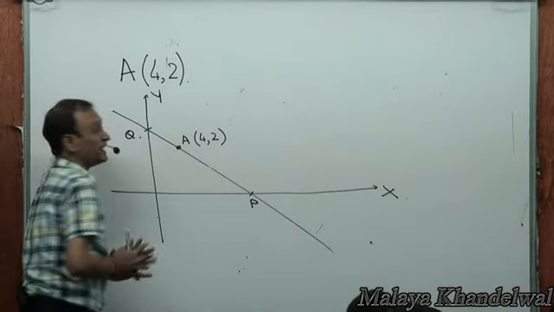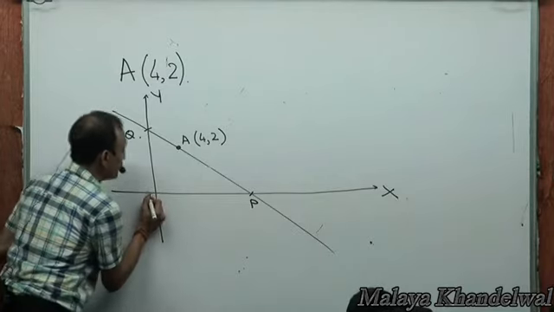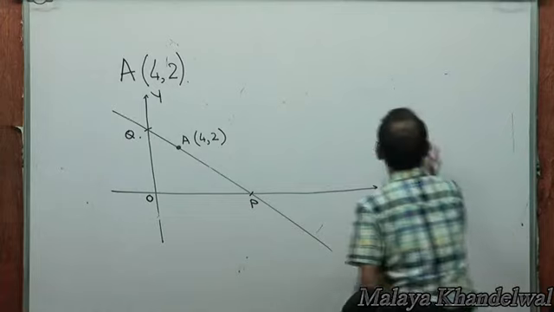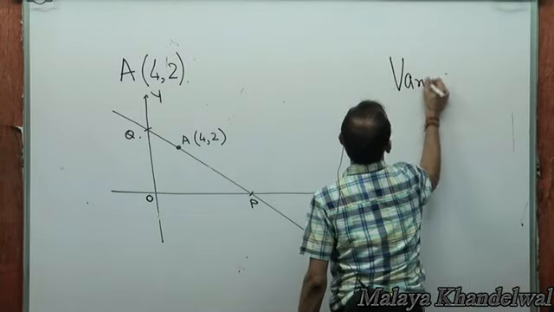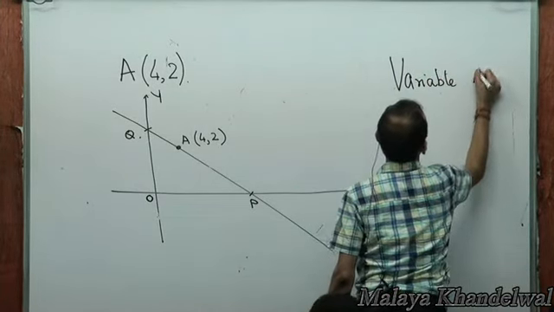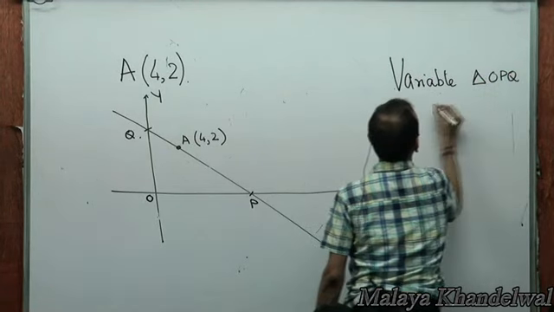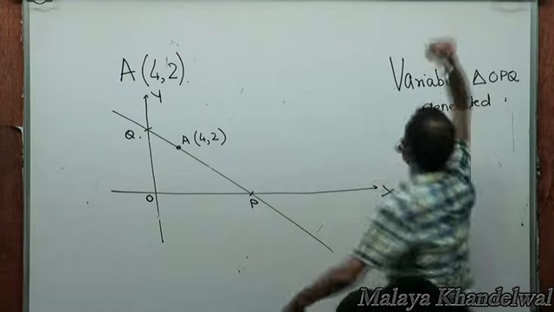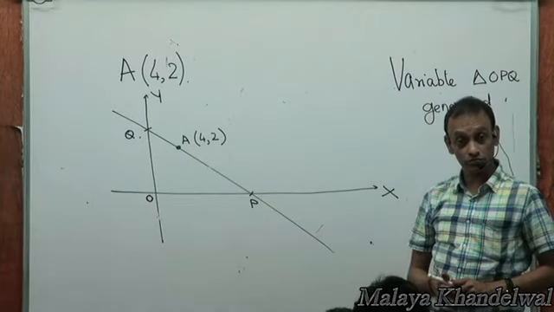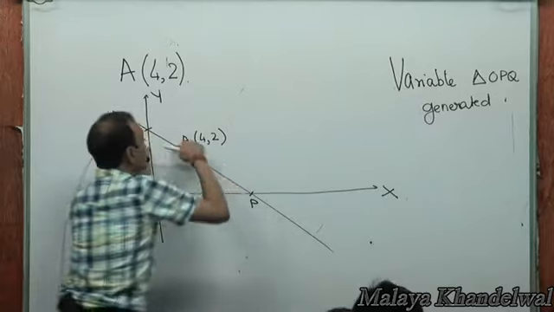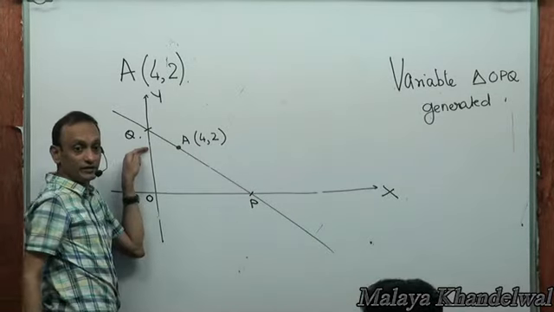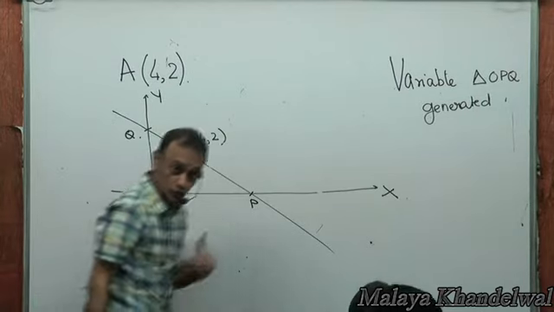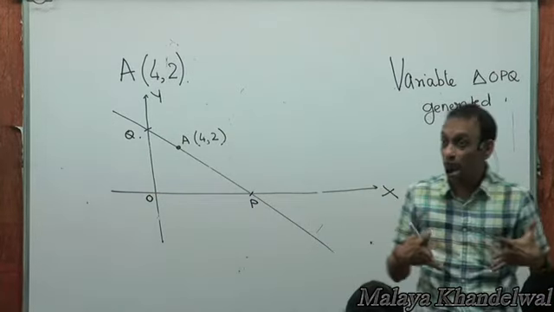Now, at every given instant of time, there is going to be a variable triangle OPQ, right? So there is a variable triangle OPQ generated. You can draw another line passing through A like this, and P will be here, Q will be here. And another line, and you'll have another position of P and a corresponding position of Q. Yes or no? So P and Q are my moving points.